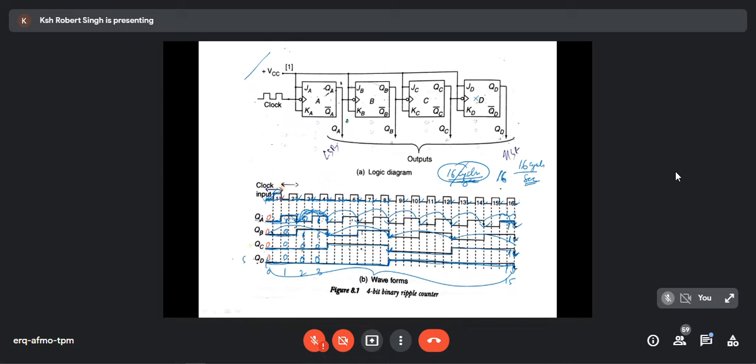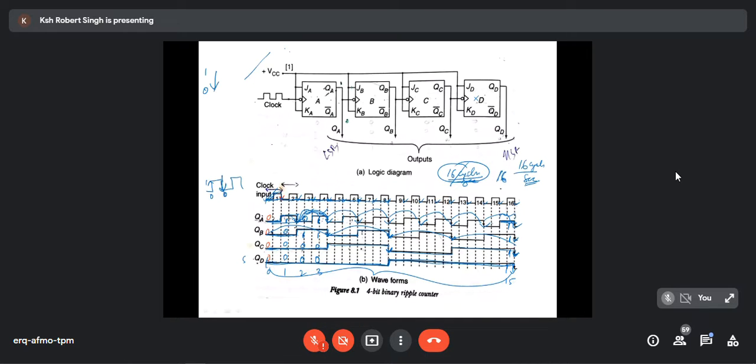The clock pulse is when I receive a negative edge. Negative edge means what? From 1 to 0 transition. Am I correct? From 1 to 0 transition is a negative edge. Yes. 0 to 1 transition is a positive edge. Negative means it is coming down. So from 1 to 0 transition is a negative edge.